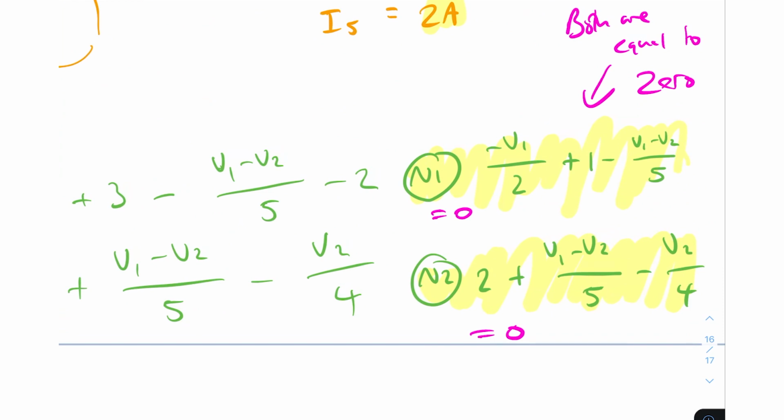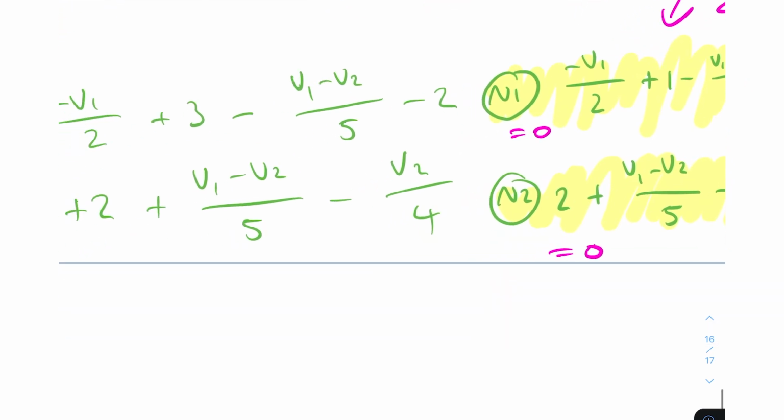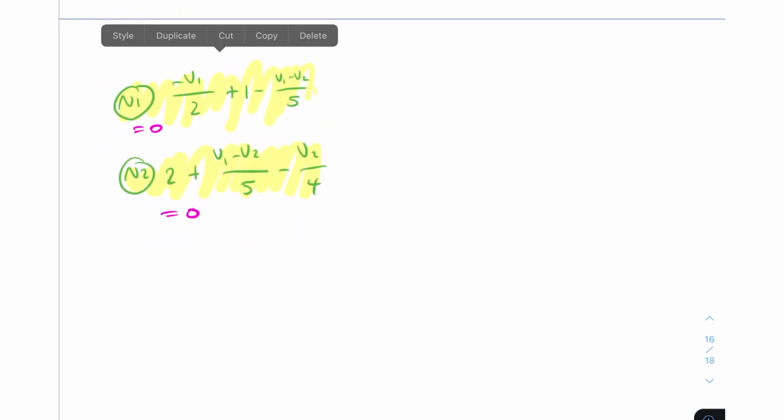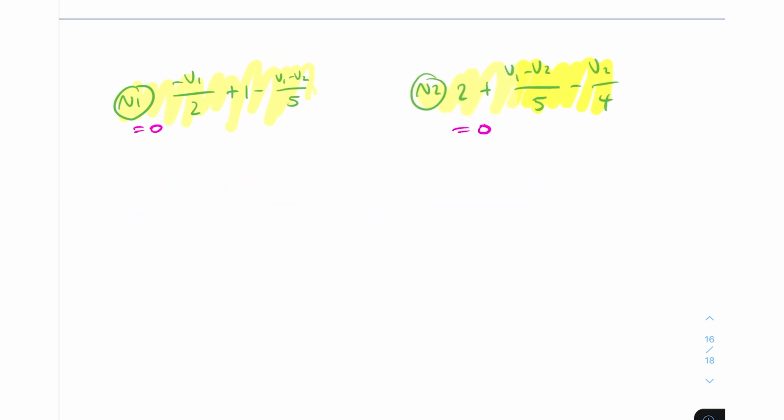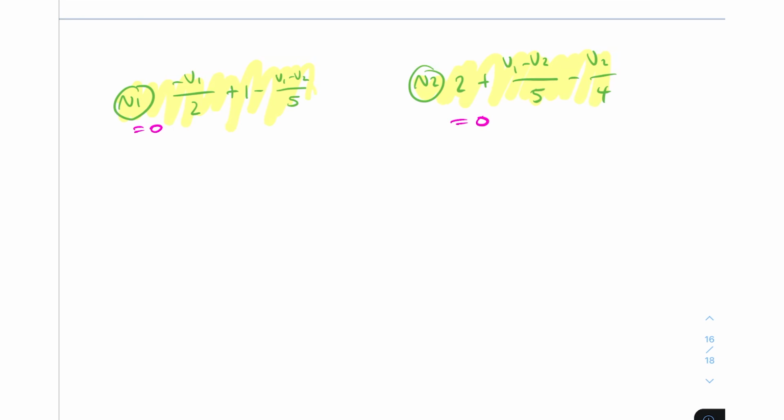Alright, so we've got our two simultaneous equations, so let's now copy these. And then what we're going to do is get rid of the bottom denominators, basically removing the fractions, so we can have two actual easy simultaneous equations to work with. You'll see what I mean in a minute. Okay, so we've got n1 and n2. Okay, so we've got minus V1 over 2 plus 1. So plus 1 is obviously plus 1 over 1, basically, right?